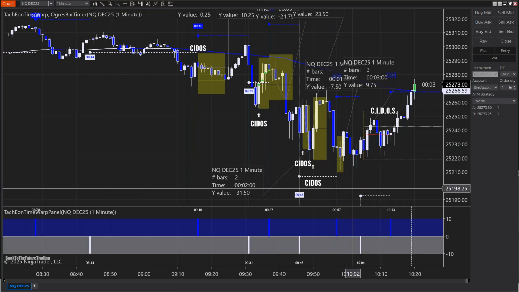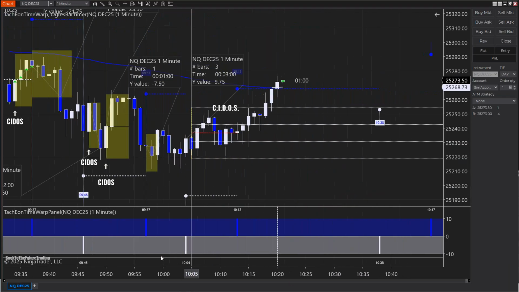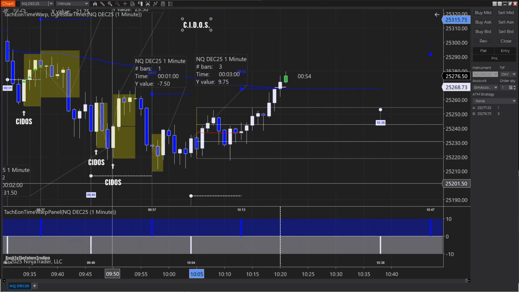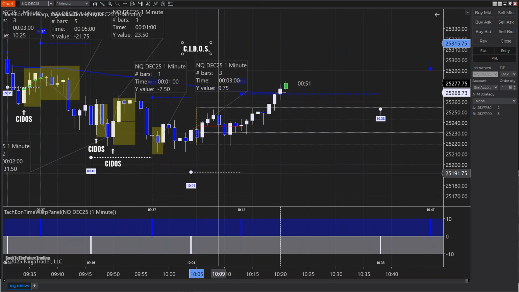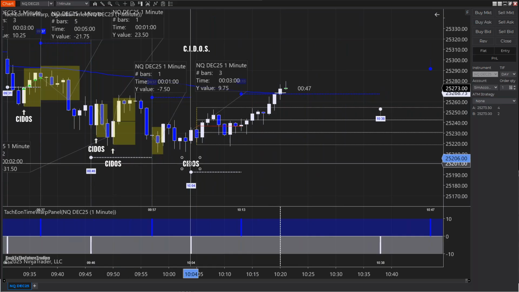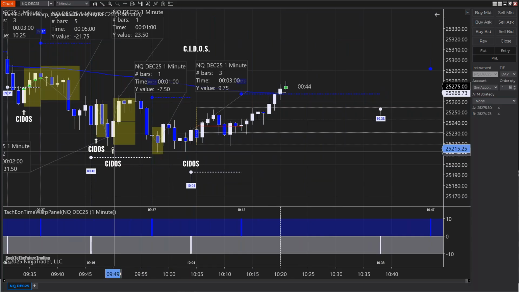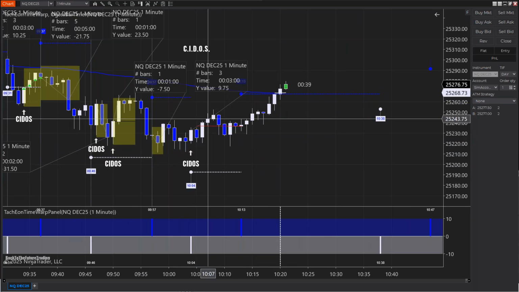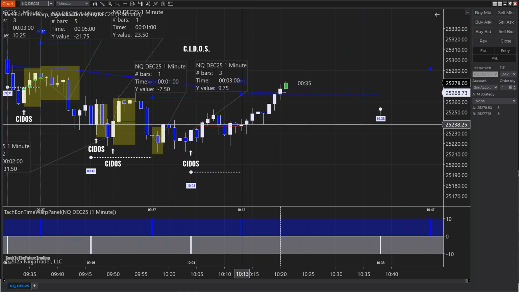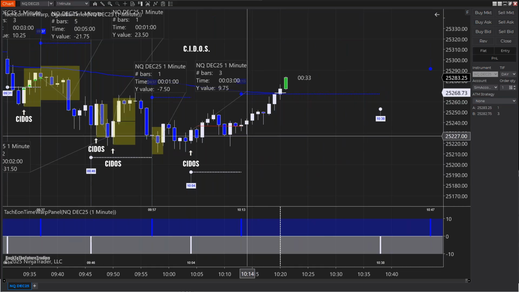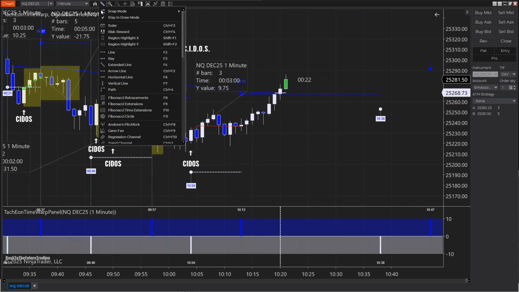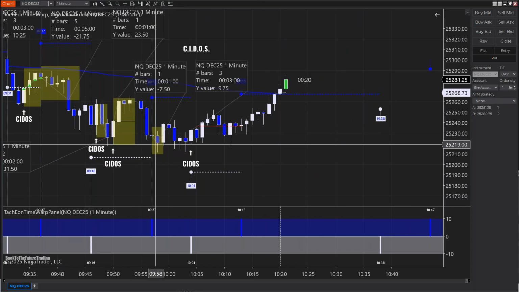On this chart, we were looking for a CDOS. We had the one at 10:04 that we traded right here, that we took 10 from. Then at 10:13, it was a high close candle, so no. At 10:14, it was a high close candle, so no. 10:16, it was a high close candle, so no. 10:17, it was finally a low close candle, or a CDOS.